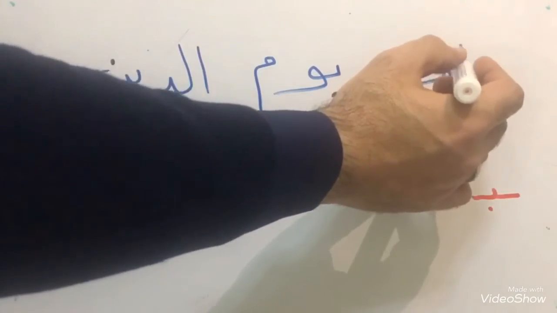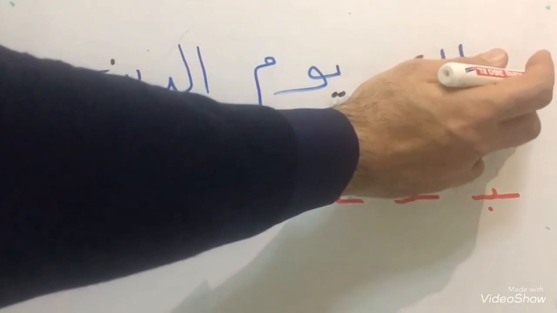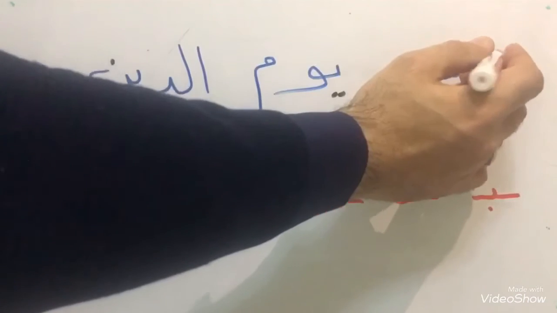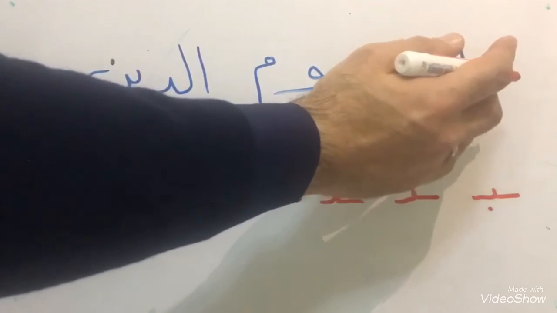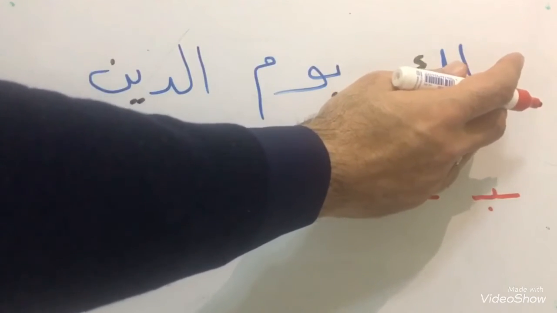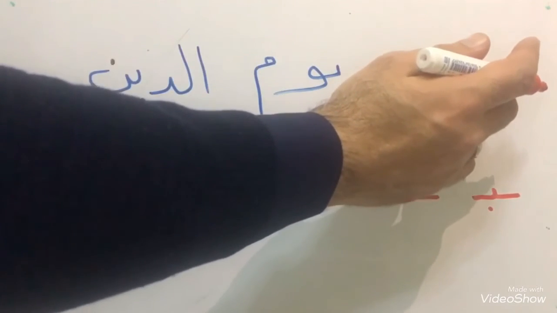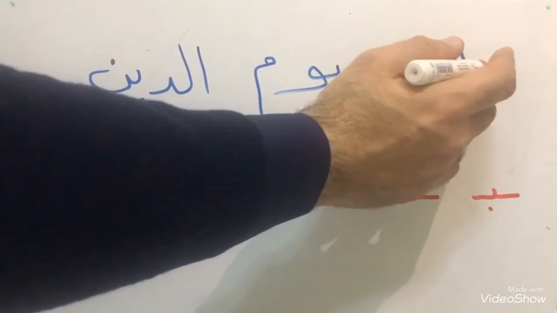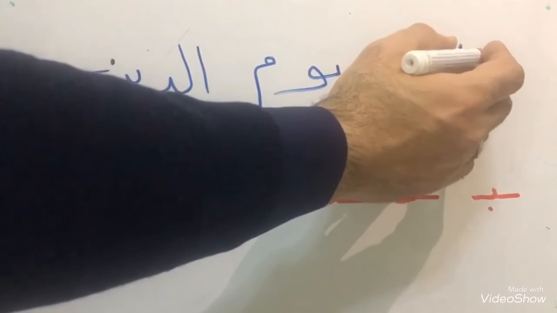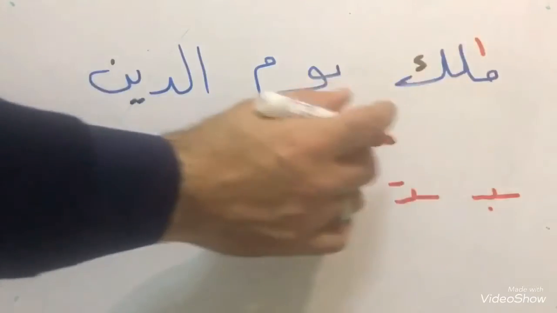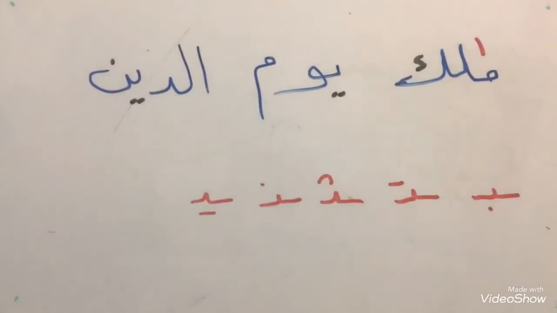Maliki Yawmiddin. It is like alif, but in the old Arabic, there was no alif because, of course, Maliki can be pronounced like Maliki or Maliki. It depends on the way that the Quran was read. So they used small alif to refer to the alif deleted, Maliki.